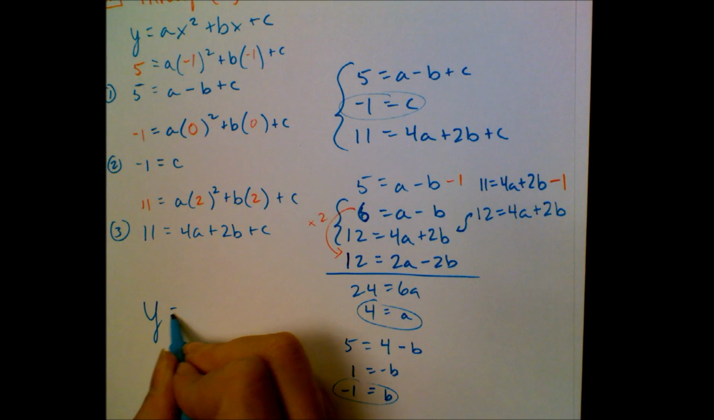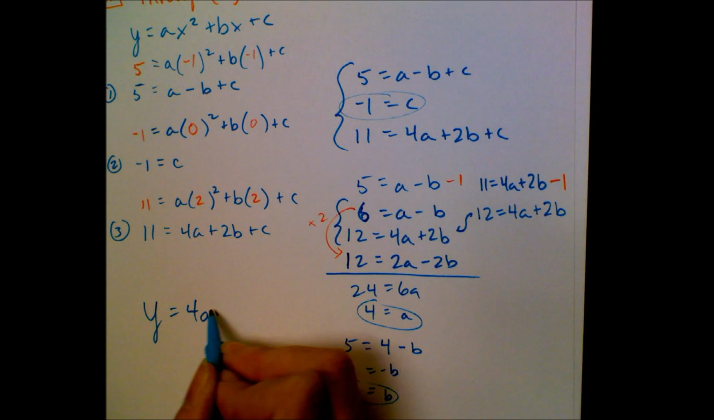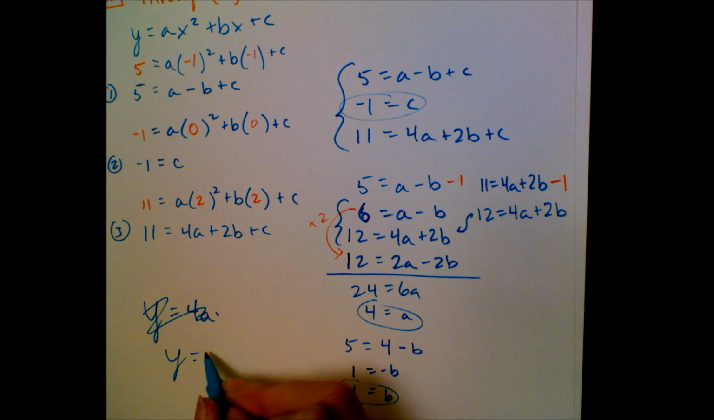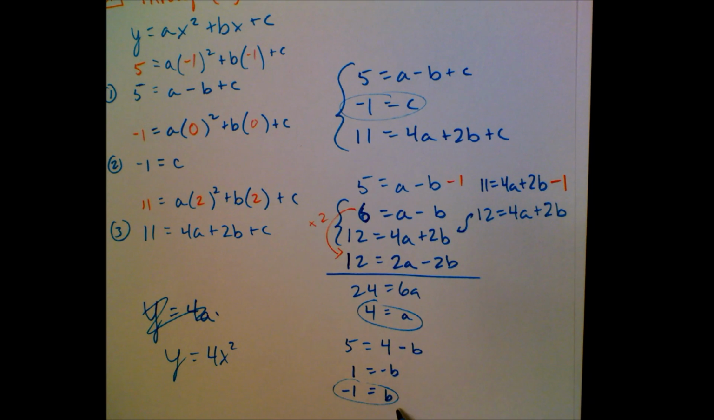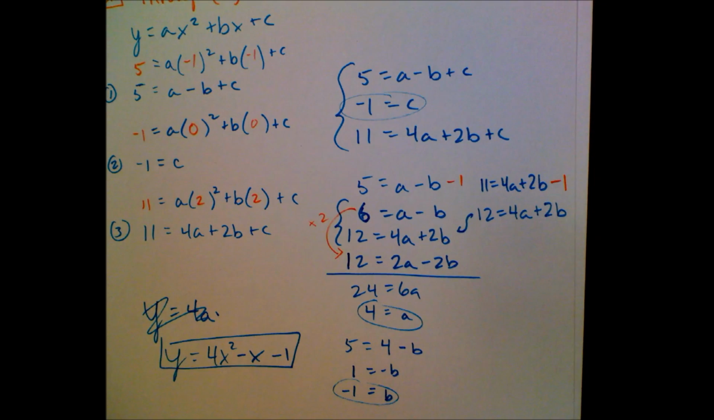And Y would equal 4A. Nope, no more A. We know A is 4. Y equals 4x squared minus x minus 1. And that's writing an equation when given 3 points.